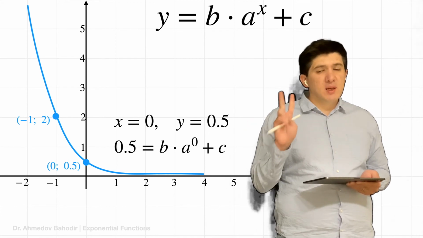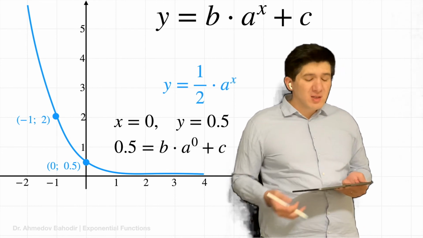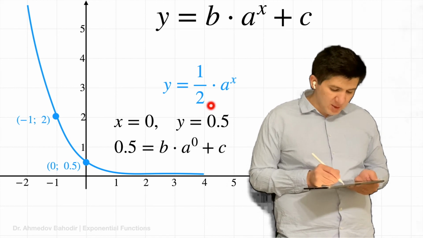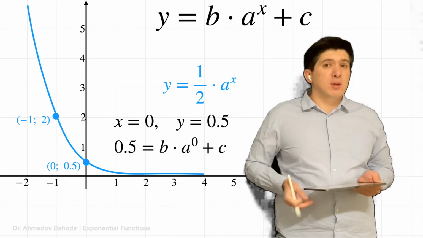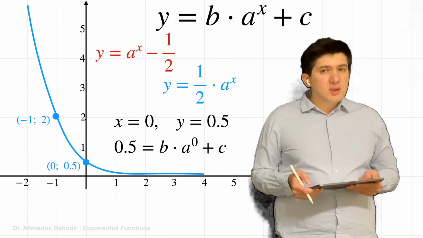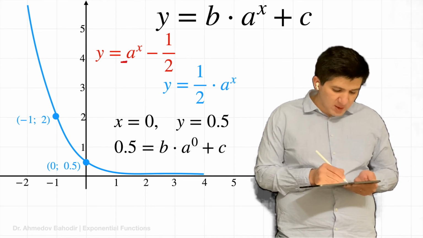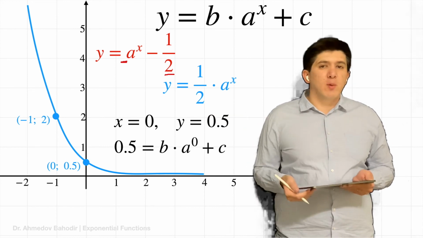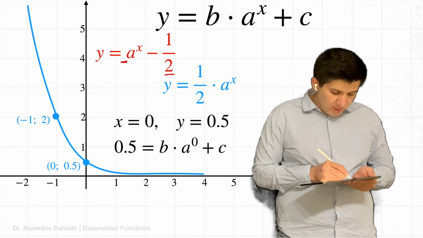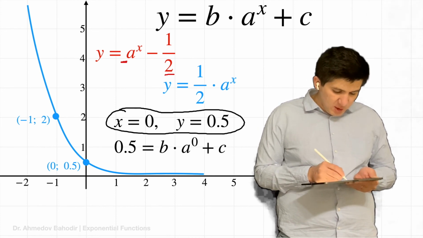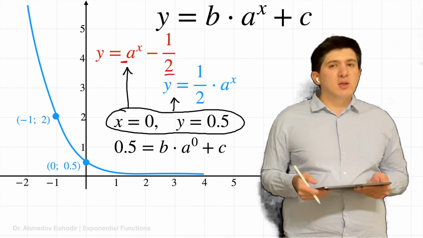So it implies 2 possible forms of an exponential function. One is going to be 1 over 2 times a in the power of x, where the value of b is equal to 1 over 2 and c is equal to 0, so that their sum is equal to 1 over 2. Or there is another way to express this function: the value of b is equal to 1 and the value of c is minus 1 over 2, so that the sum is equal to 1 over 2 again. So essentially, we are figuring out these 2 curves from this point. If you substitute this point into both, in both cases it is going to be true.